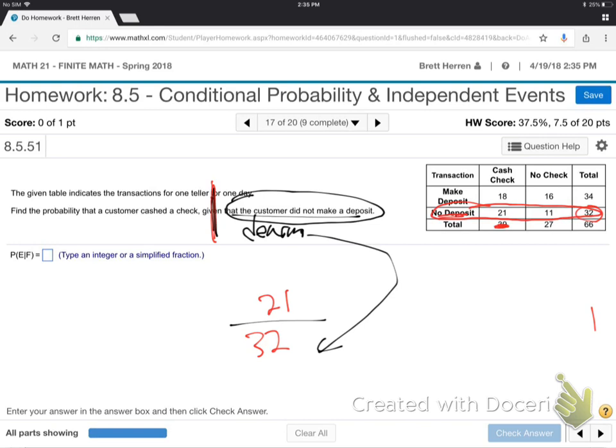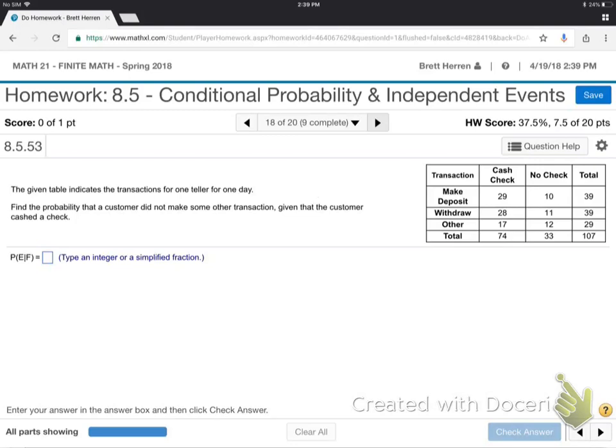If they're given that they did not make a deposit, then it's this 21, 11, 32 group. It had to be them. Forget about everything else. So out of those 32 people, 21 of them cashed a check, 11 of them did not cash a check. All 32 total did not make a deposit. Some of them cashed a check, some did not, but none of them made a deposit. So it's 21 out of 32. Doesn't reduce, does it? Nothing divides on that. I'm going to leave it. I want to get to those, but what did I just do? I did something wrong. There, all right, there it is.